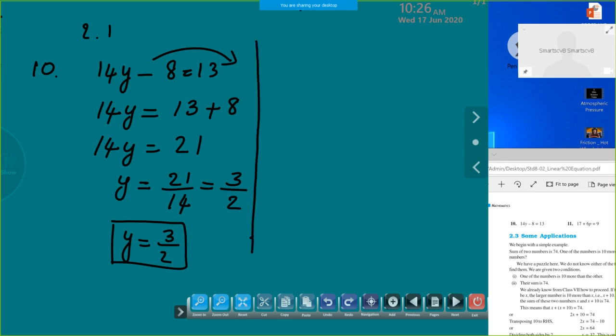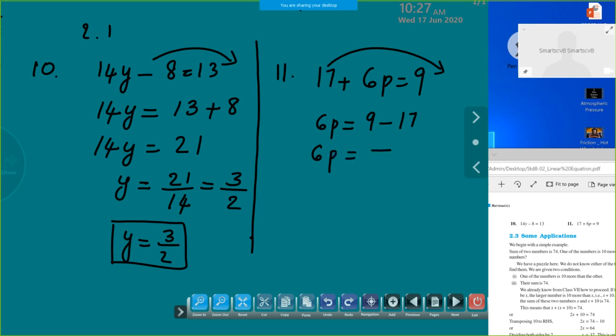Let me go to the next question. That is 11th sum. That's your last question in this exercise. 17 plus 6p is equal to 9. Again, 17 is added here. Bring the 17 to the right side. It becomes 6p is equal to 9 minus 17. That is 6p is equal to minus 8. Please remember what you learned in 7th standard, the addition and subtraction of integers. 17 is a bigger number, 9 is a smaller number. So when you get the difference between the number, that's going to be minus 8.